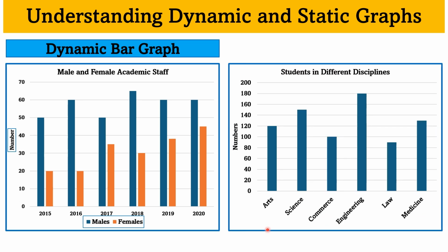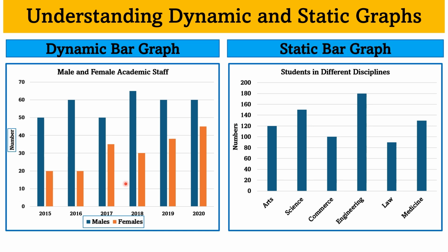Now compare that with this graph on the right. It shows the number of students in different disciplines like arts, science, engineering, and so on in one semester. Do you see any time reference here? No, there isn't any time reference here. This is an example of static data. It gives us a snapshot of one moment in time, not a trend or change over several years. So we have now seen both types of bar graphs, one that shows change and the one that shows comparison at a single point in time.